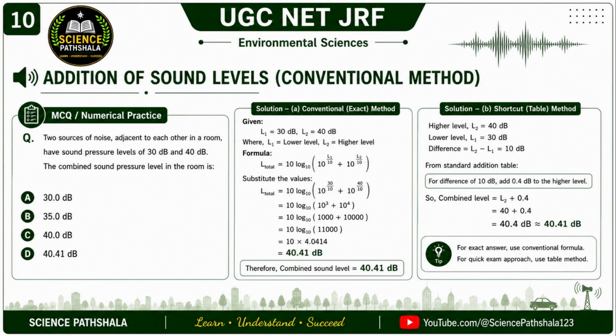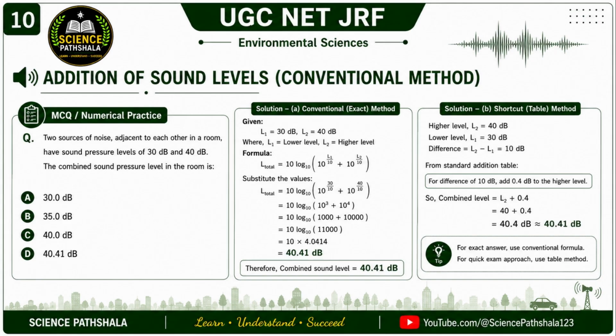So here we are given an MCQ for numerical practice. The MCQ asks: two sources of noise adjacent to each other in a room have sound pressure levels of 30 dB and 40 dB. We need to calculate the combined sound pressure level in the room. So we are given L1 30 dB and L2 40 dB, where L1 is the lower level and L2 is the higher level. The formula here will be L total is equal to 10 log of 10 raised to power L1 upon 10 plus 10 raised to power L2 upon 10.